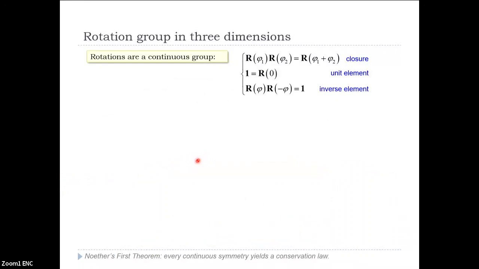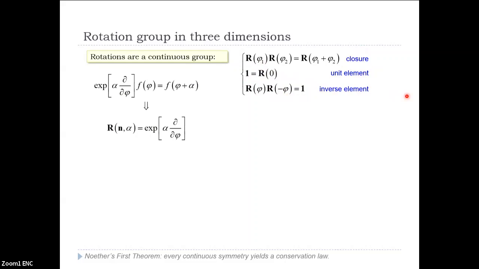As I've mentioned already, a superposition of two rotations, so the product of two rotation matrices in this case, is another rotation, so we have closure. Rotation by a zero angle is a unit matrix, and so we have a unit element, and the rotation can be undone, and so there is an inverse, and so it is a continuous group with respect to the rotation angle.